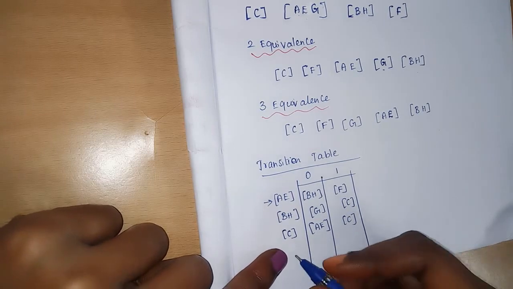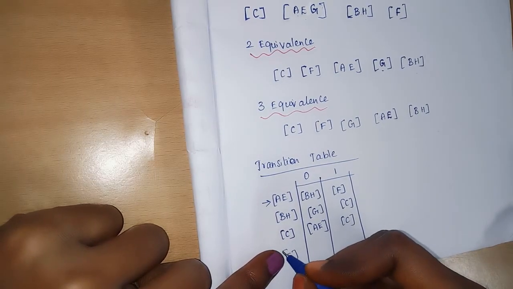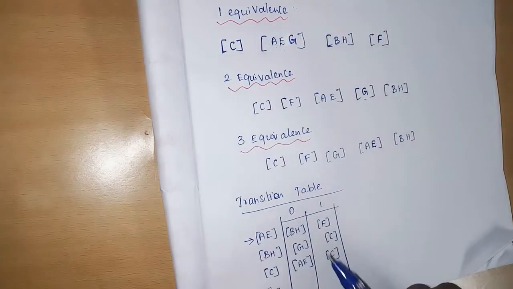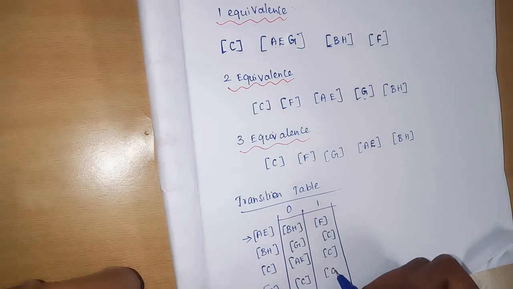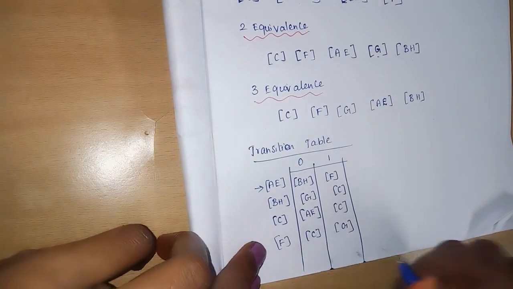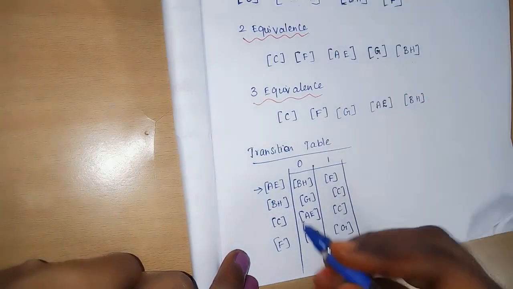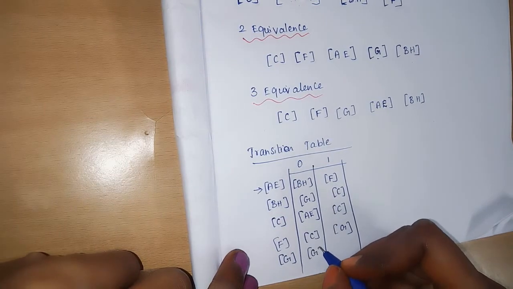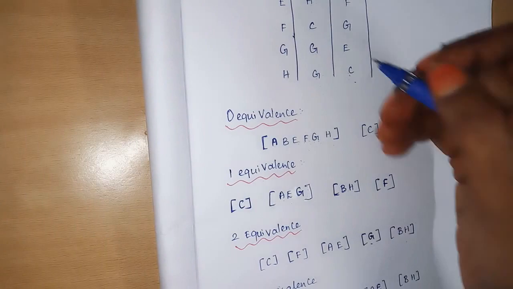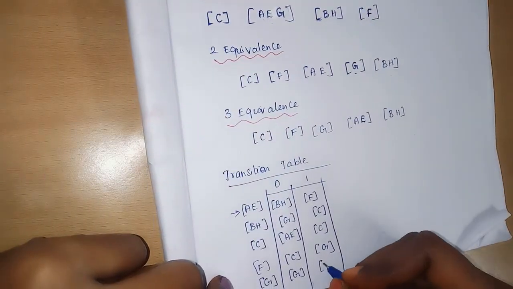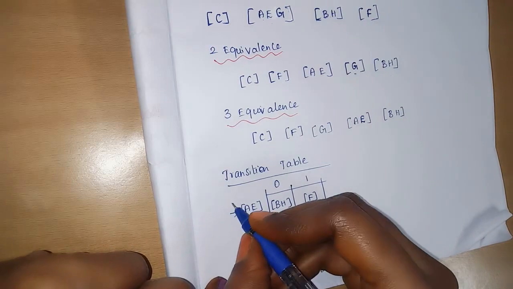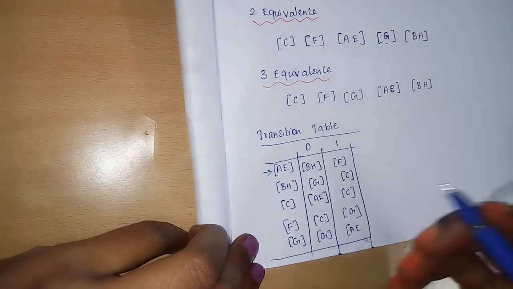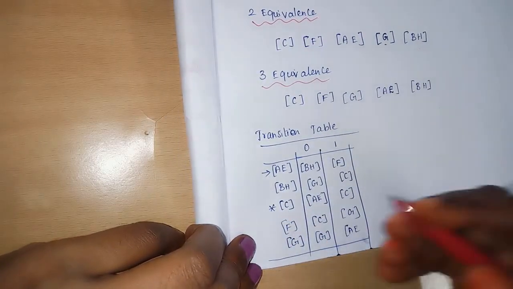Next one is F. For F, wherever F comes, it is going to C and G, right? So replaced by C and G. Okay, after that next we'll have this G. So G is a separate state here. On the 1 transition it goes to E, and E is equivalently written as AE, right? Okay, so the final state over here is C, right?